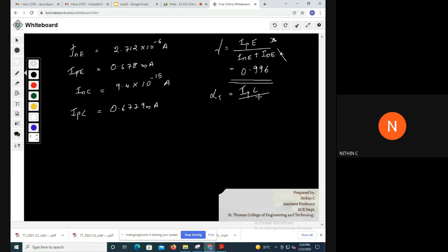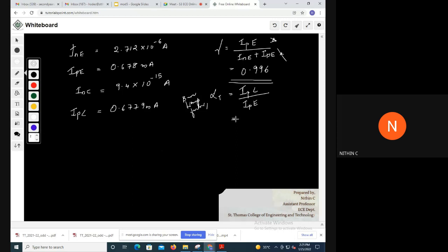IPC divided by IPE. IPC divided by IPE will be the expression for alpha t, or base transport factor. Base transport factor alpha t is equal to IPC by IPE. That also you will get directly.